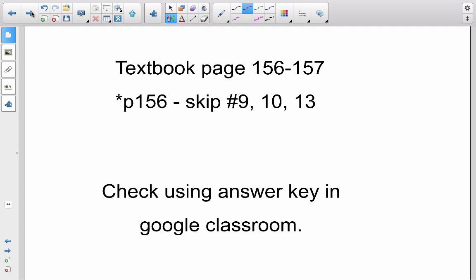All right, for the last portion of class today, you're going to be practicing these skills, and you can use either method. You might want to bounce back and forth depending on the question. So this is located on page 156 and 157 in your book. Please note on 156, you're skipping number 9, 10, and 13. And then when you're all set with that, the answers are going to be posted in Google Classroom, so you can go ahead and check your work. And please let me know if you have any questions or you need any help.